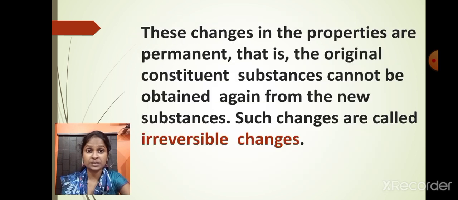And what else have we learned? We have learned about irreversible changes. There are certain changes, like when a green tomato or green chili converts into a red tomato or red chili, it can't go back, right? There are certain changes which remain in the substance permanently. These types of changes, we call them what? Irreversible changes. I hope you have understood irreversible changes.